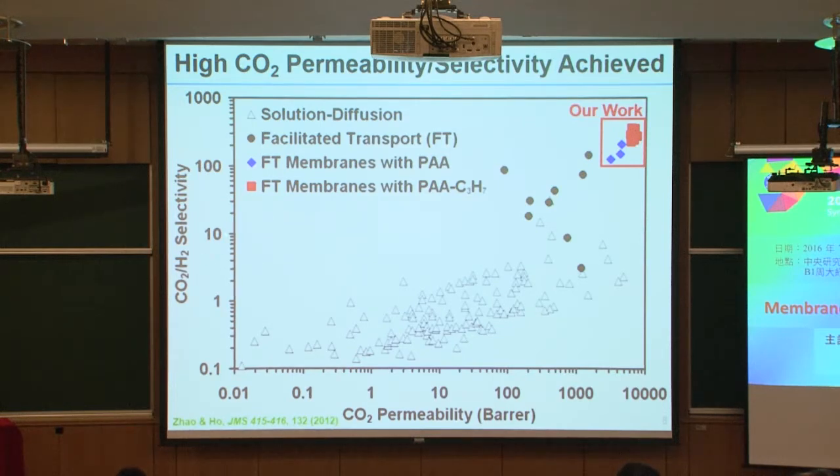Here is the summary of a lot of data published in the literature. In particular, a lot of membrane people have synthesized membranes based on the solution-diffusion mechanism, and earlier work has been done on facilitated transport membranes. Versus our more recent results, including the facilitated transport membrane based on polyamine, and also facilitated transport membrane with an isopropyl group modifying the polyamine. So we push this performance to as high selectivity and as high permeability as we can. We continue to work in this area to further improve the performance.